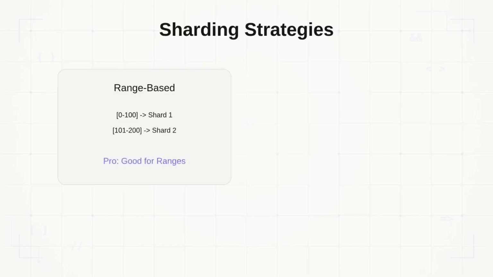There are two primary strategies for mapping keys to shards: range-based and hash-based. Range sharding maps continuous ranges of values to specific shards. For example, user IDs 1 to 1000 go to shard 1. This makes range queries, like give me all users created in October, very efficient if the key is a timestamp.